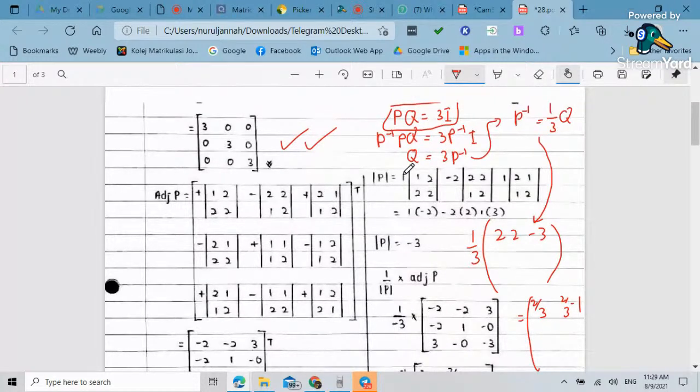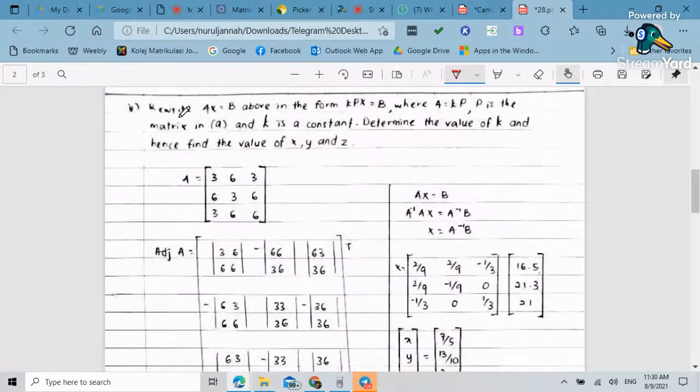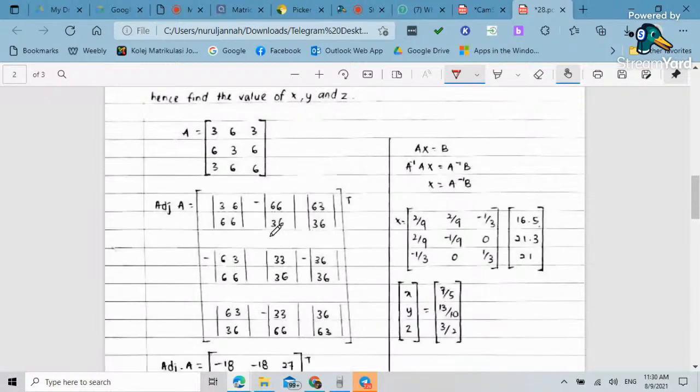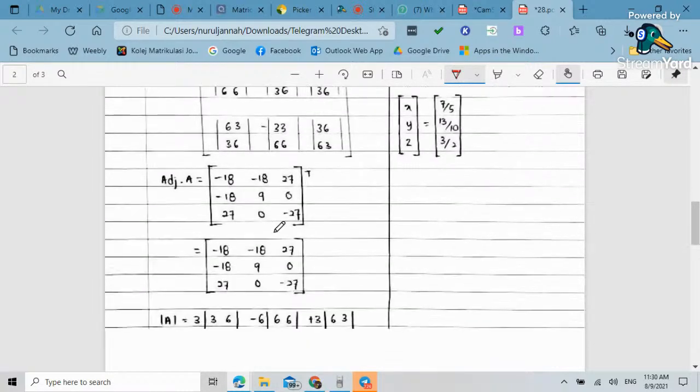Alright, next. The next question asks to rewrite AX equal to B in the form KPX equal to B. So A equal to KP, P is the matrix in A and K is a constant. Determine the value of K, hence find the values of X, Y and Z.